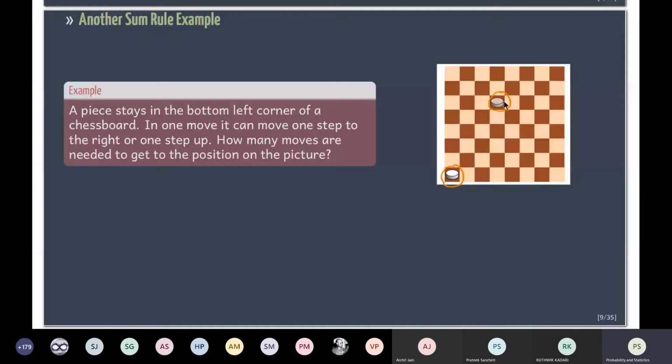It is not allowed to jump the steps. Okay, so that's the rule. So the question is, how many ways? How many moves are needed to get to the final destination here?